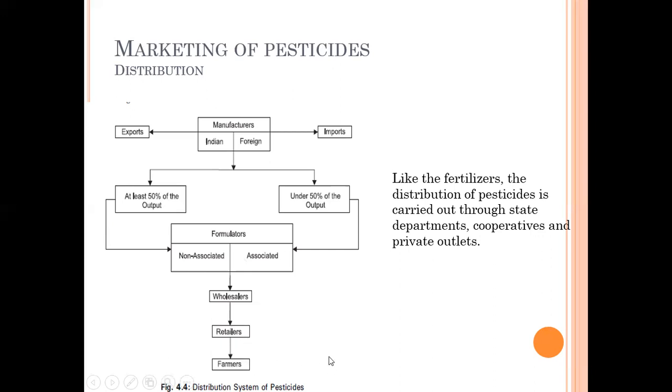So this is one kind of distribution. Don't think that this is the only distribution system. There are other distribution systems also, as I have mentioned here: state departments, cooperatives, private outlets. All these are also a few distribution channels, and companies use their distribution channels according to their convenience or according to their way of working.